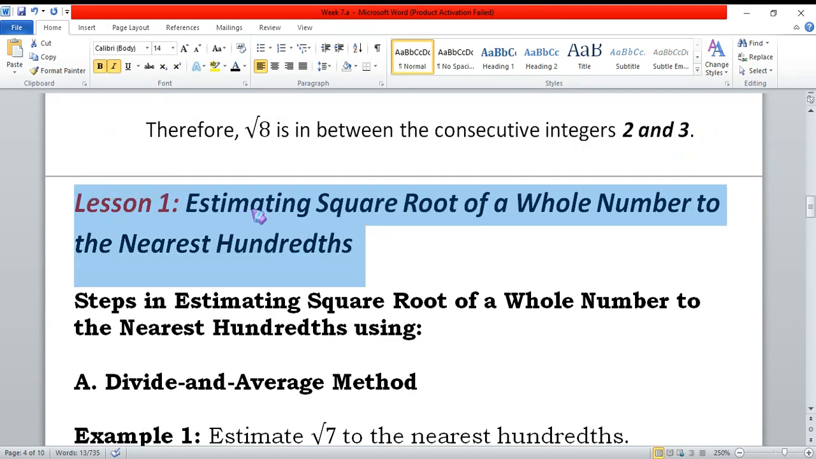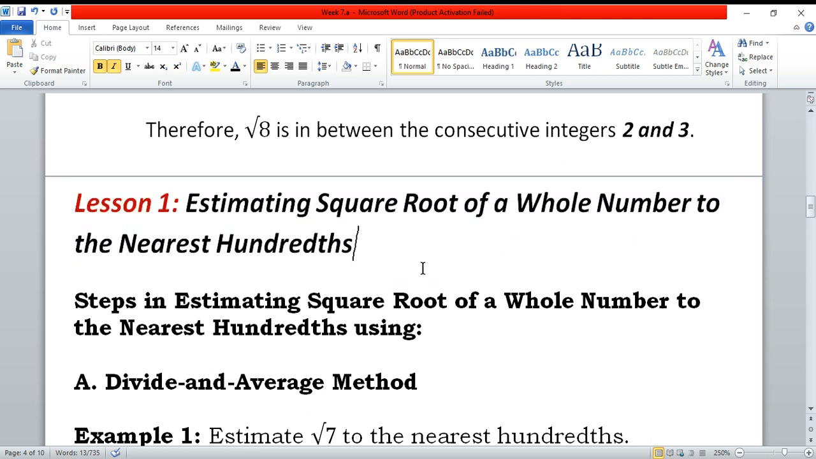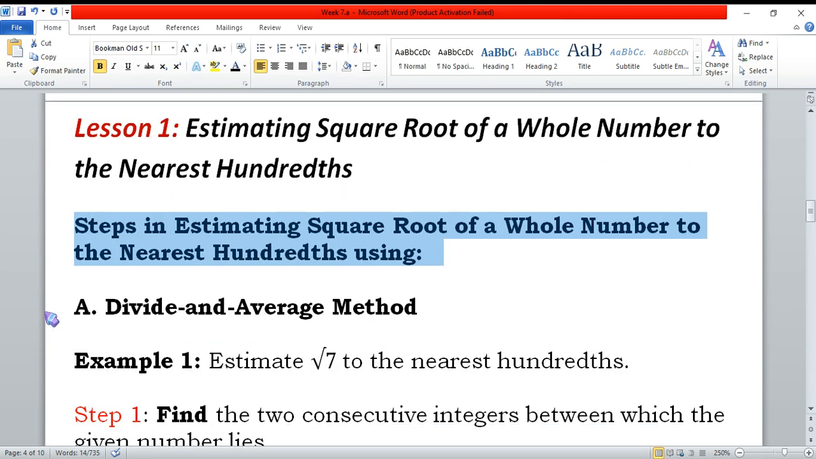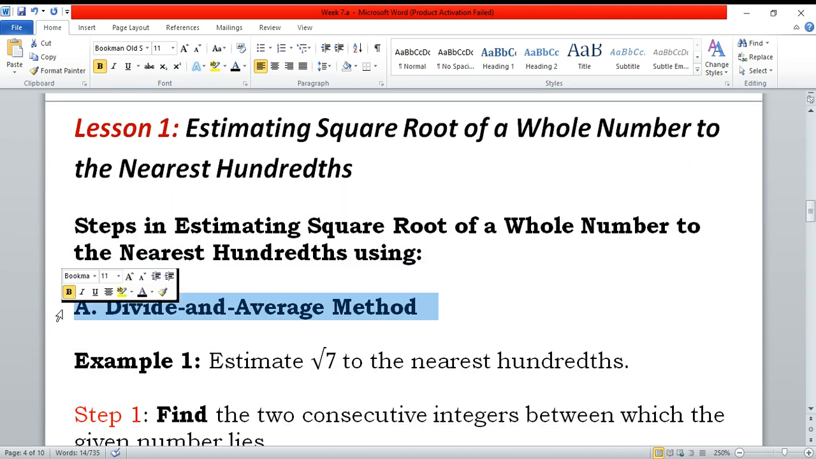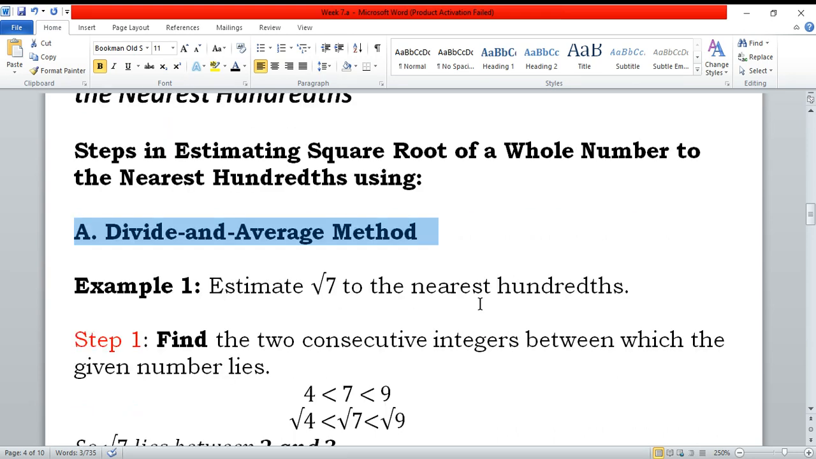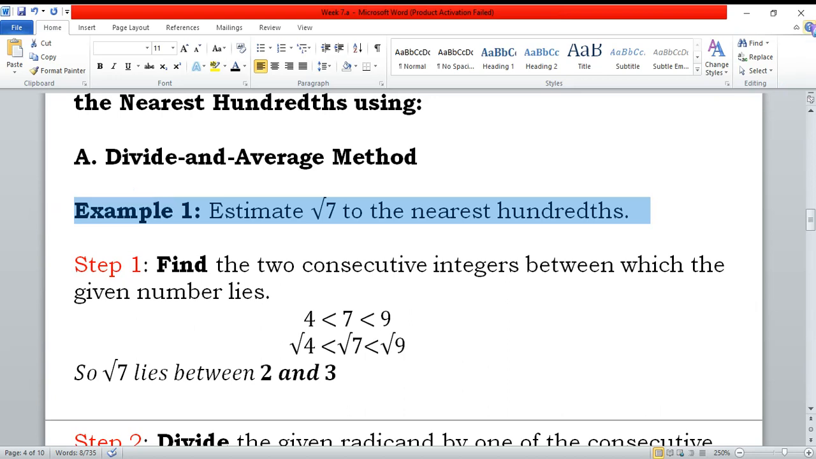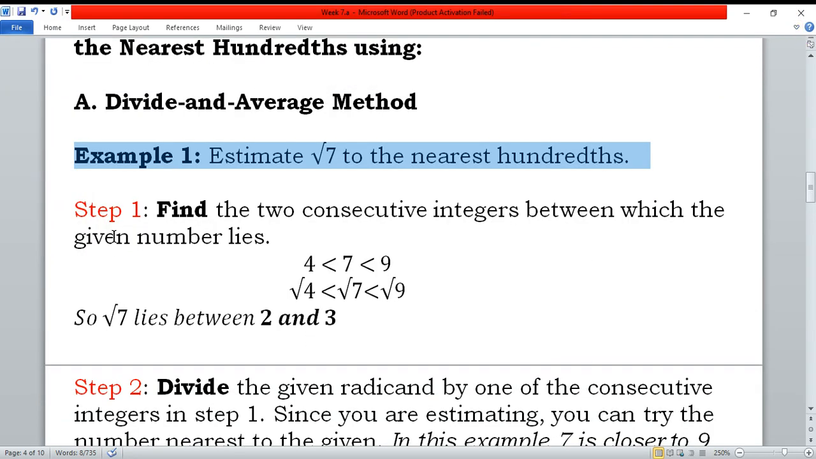So, estimating square root of a whole number to the nearest hundredths. Okay? Ayan. So, meron tayong steps dito on how to estimate square root of a whole number to the nearest hundredths. Okay. Meron tayong method. The first method will be divide and average method. Okay, take a look at this example number 1. Estimate square root of 7 to the nearest hundredths.